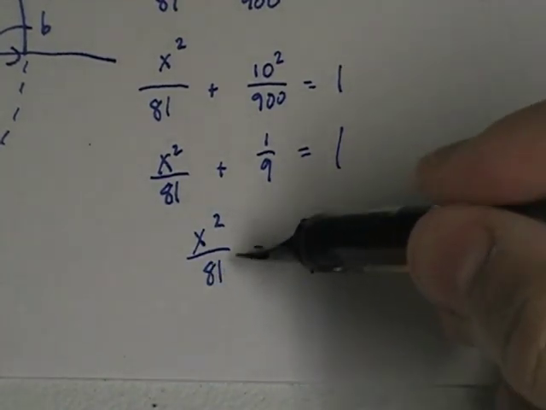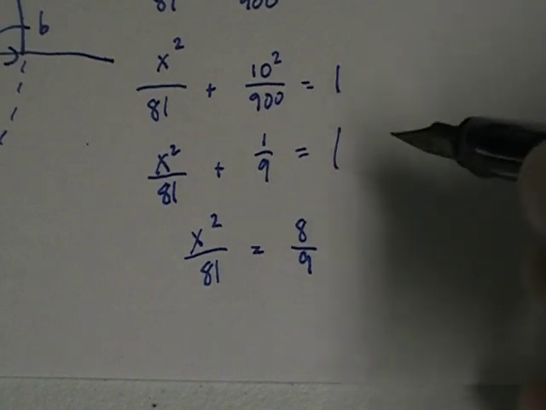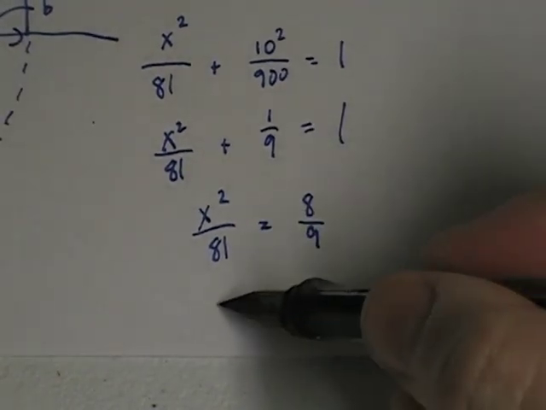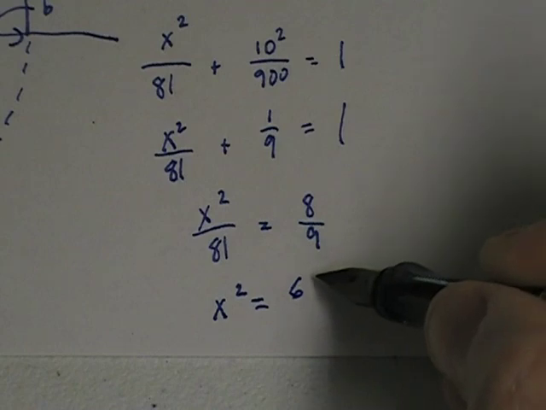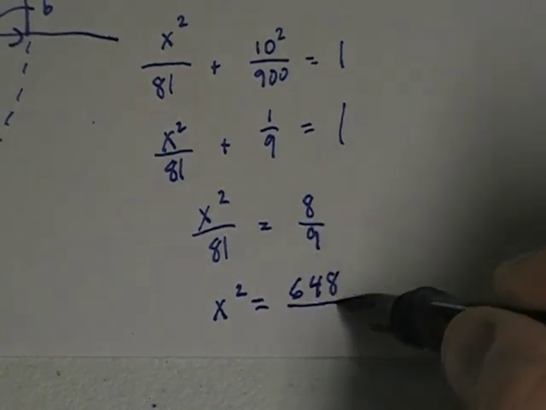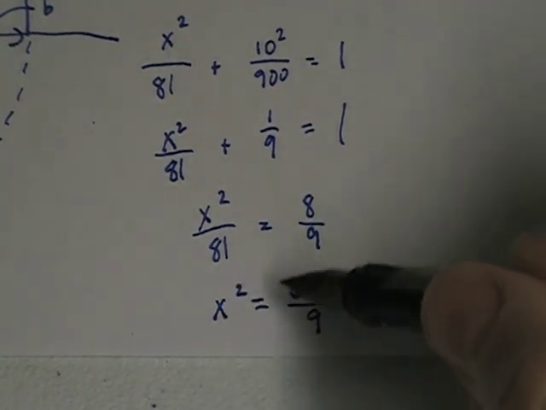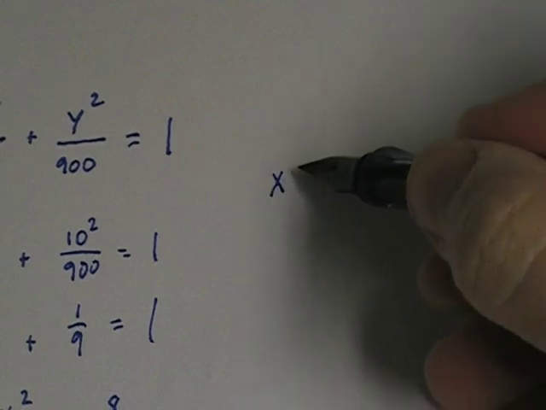Then I'm going to multiply this fraction by 81. Okay? And I get, I'm going to run out of paper here. I get X squared equals 648 over 9. And then we're going to take the square root of both sides. Okay? And we do that, we get X equals.